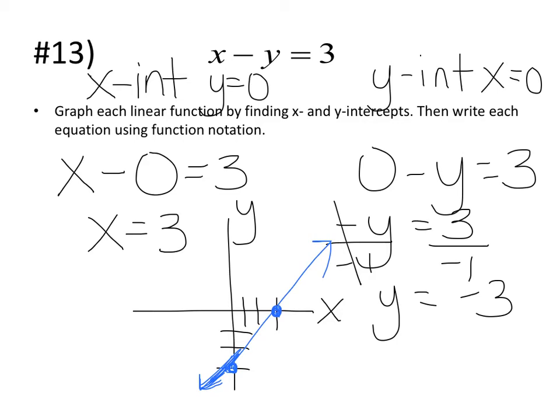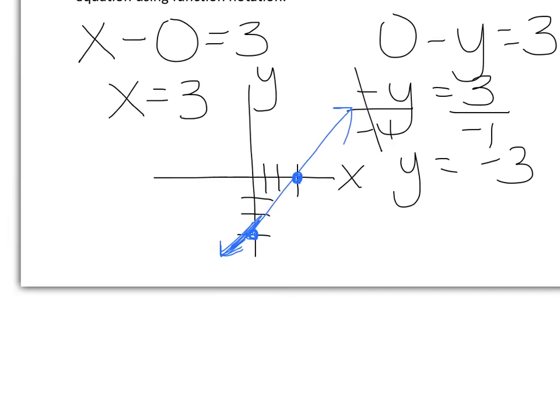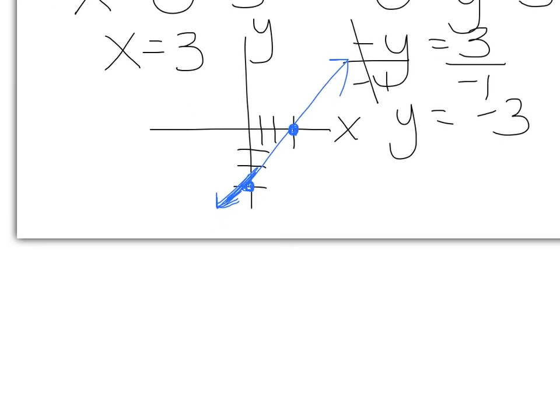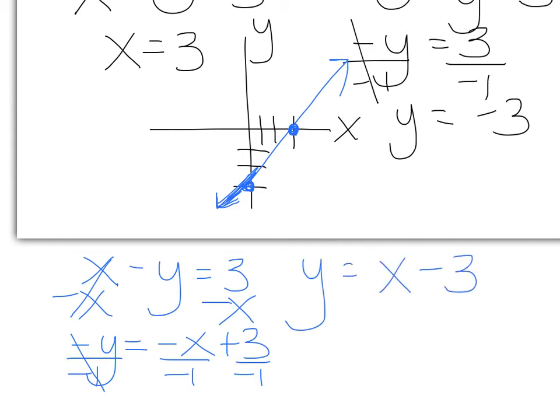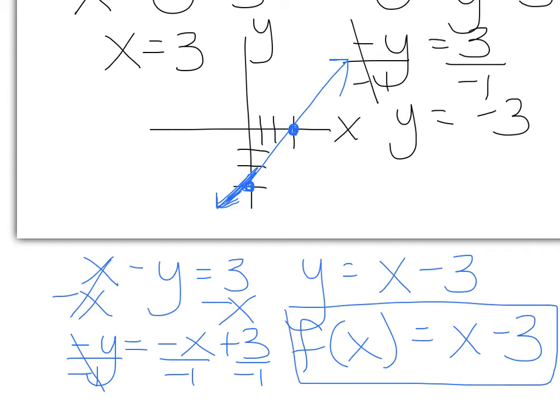All right, now they want us to write it in function notation. So I have x minus y equals 3. I need to isolate the y, so I'm going to subtract x from both sides, which gives me negative y equals negative x plus 3. Divide each piece by negative 1, giving me y is equal to x minus 3, and then we just change the y to f of x. So we have f of x is equal to x minus 3. And that's my function notation, and then my graph is up here.